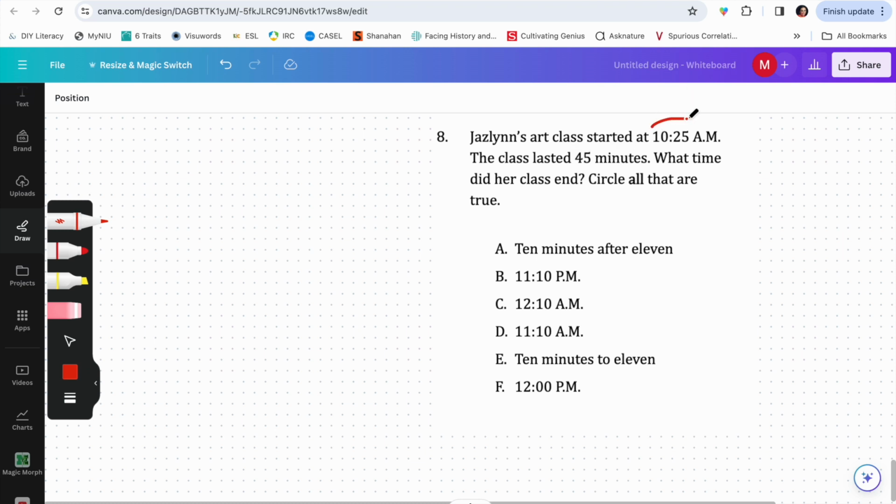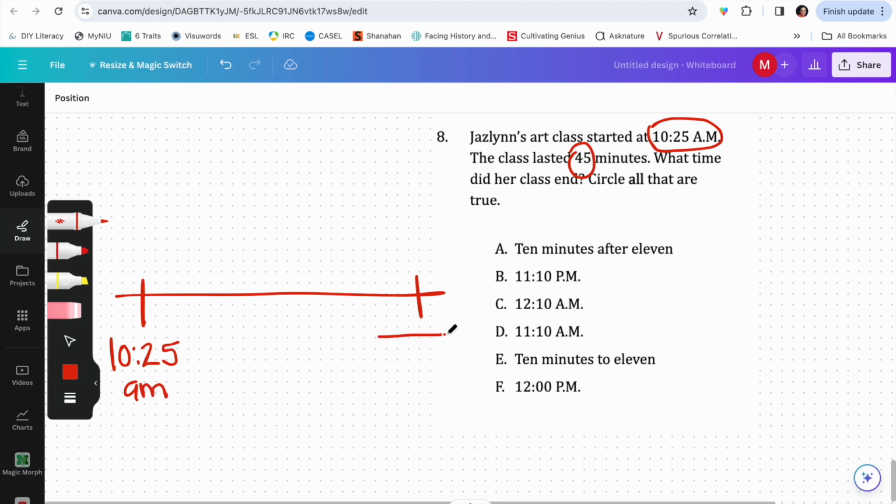This is 10:25 a.m., and the class lasted for 45 minutes. What time did our class end? Okay, awesome. This is a pretty simple problem, and it is going to begin at 10:25 a.m. And we're going to hop for 45 minutes, and we need to figure out what time her class ended.